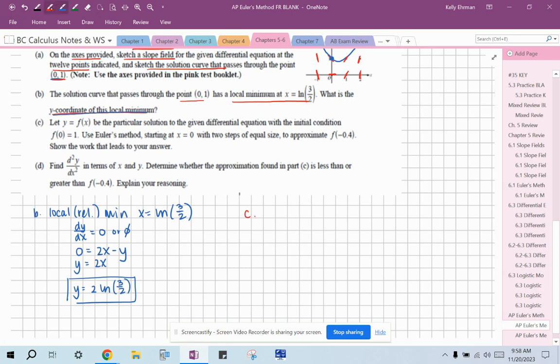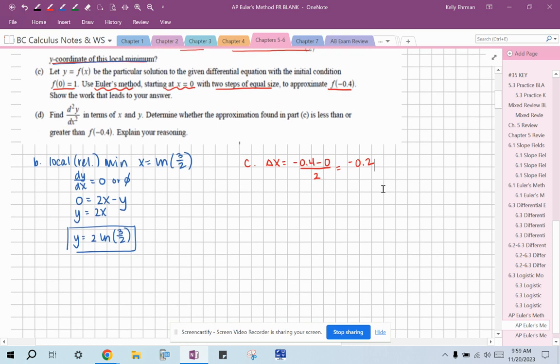So part C says let y equal f of x be the particular solution to the given differential equation with this initial condition. Use Euler's method, starting at 0, with 2 steps of equal size to approximate f of negative 0.4. Show work. I always start by showing what delta x is equal to. It's always your desired value minus your starting value divided by the number of steps. So in this case, delta x is negative 0.2.